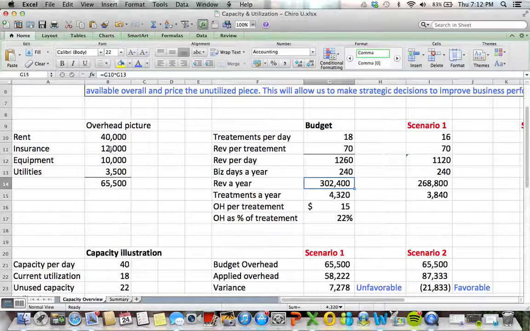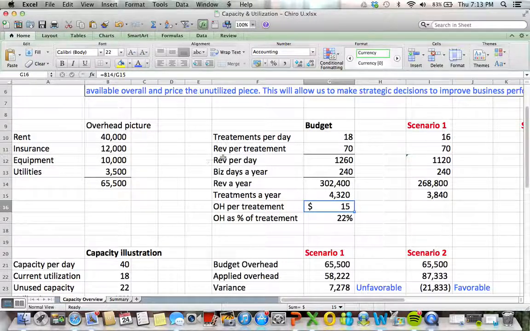Now, revenue per year is going to be $302,400. Treatments per year is 4,320. So I sent this spreadsheet to you guys, and I want you to play with it to see exactly how this works. This is going to help you do the homework quite expeditiously. The whole idea of this type of variance, where we figure out the fixed overhead production volume variance, is that we're looking at an activity to measure the allocation of overhead.